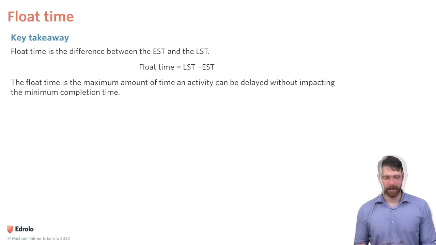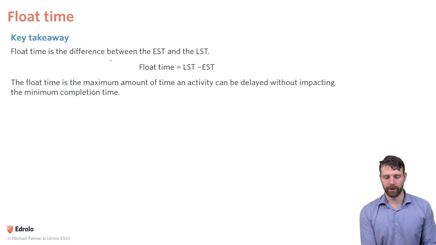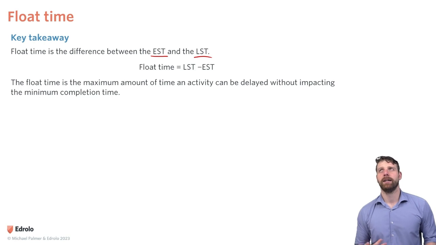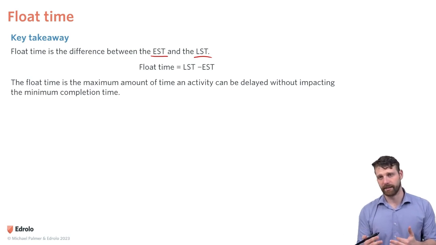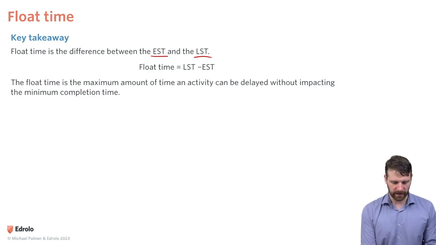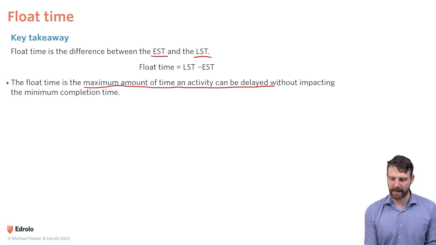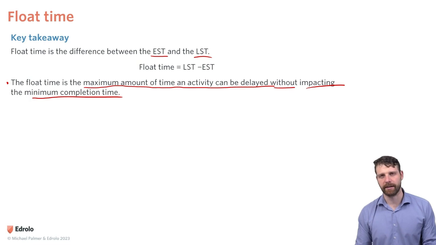Okay, on to float time. Also, you might see the float times called slack time. The key takeaway here is that float time is the difference between the EST and the LST, so the earliest start time and the latest start time. What this means is that if you've got some room to play with in your project, so we saw there was a difference of 1 minute in the previous example, that 1 minute that an activity can wait without slowing down the project is the slack time or the float time. So here we've got this sentence. What does it say? The float time is the maximum amount of time an activity can be delayed without impacting the minimum completion time. Hopefully that makes sense.